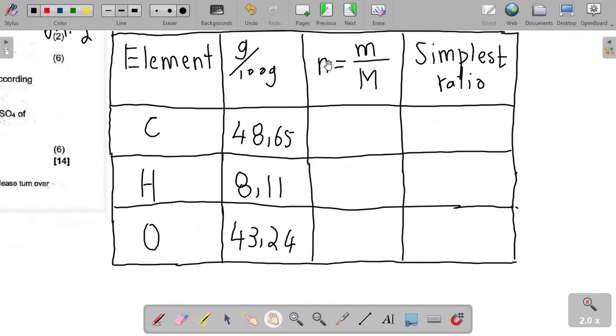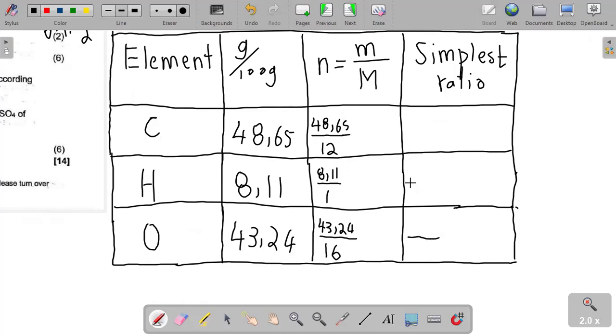And then we come to the next column, where we have to get the number of moles. So we take all the numbers: 48.65, 8.11, and 43.24. We divide by the molar mass, which we get from the periodic table. For carbon, it's going to be 12. For hydrogen, it's going to be 1. For oxygen, it's going to be 16.